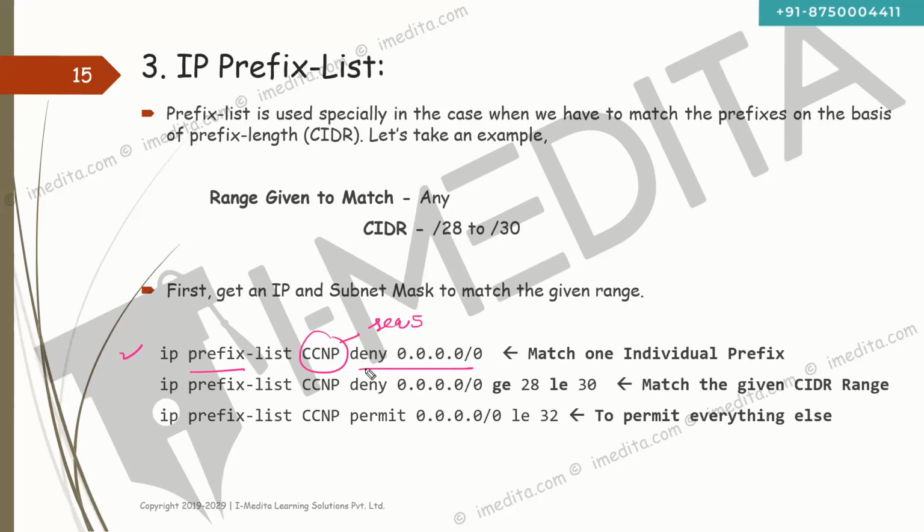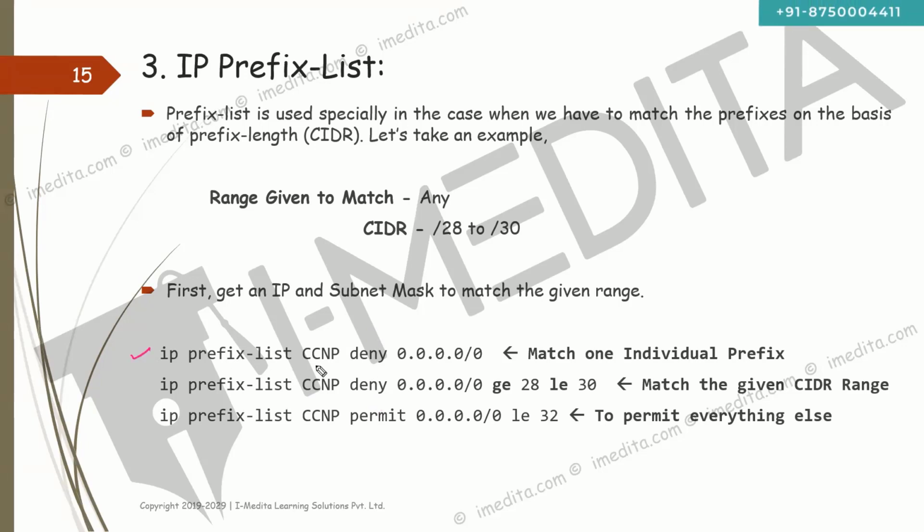If you do not specify the sequence number of the statement, the prefix list is automatically going to add a sequence number 5, then 10, then 15, and so on. It will increment the sequence number for the same. So if a prefix list has multiple statements, such as this prefix list has 3 statements, the first statement will have the sequence number 5, the second will have 10, and the third will have 15.